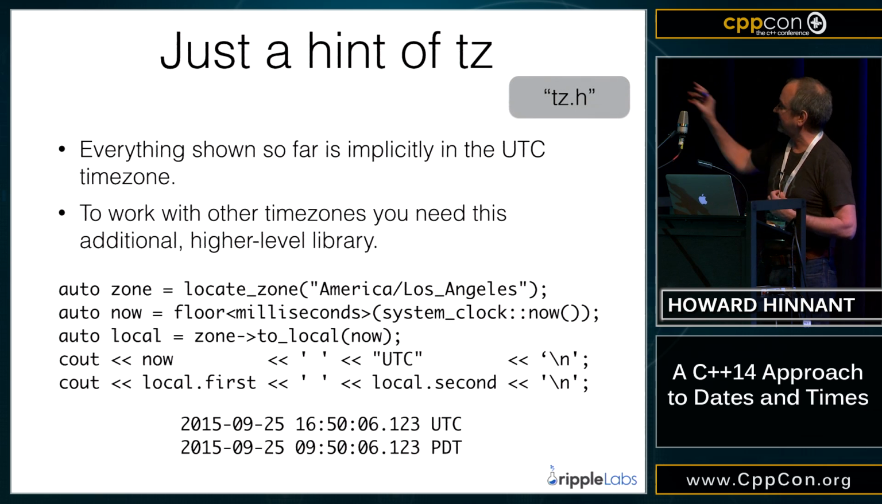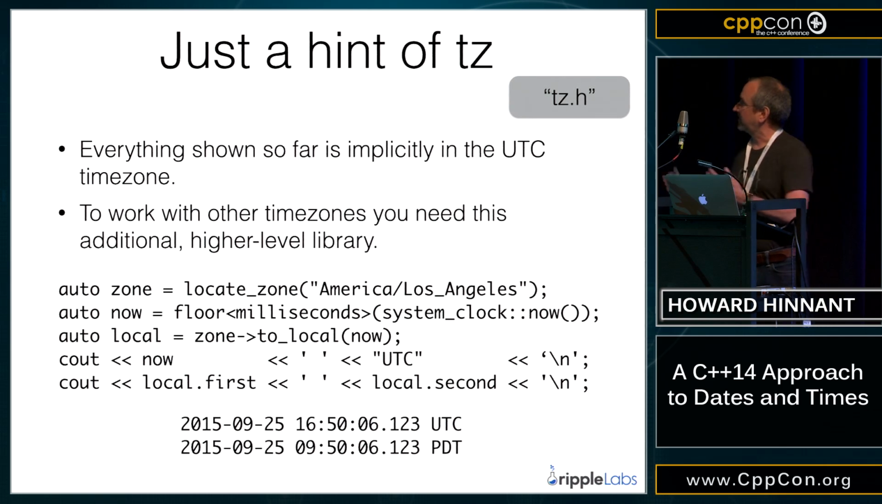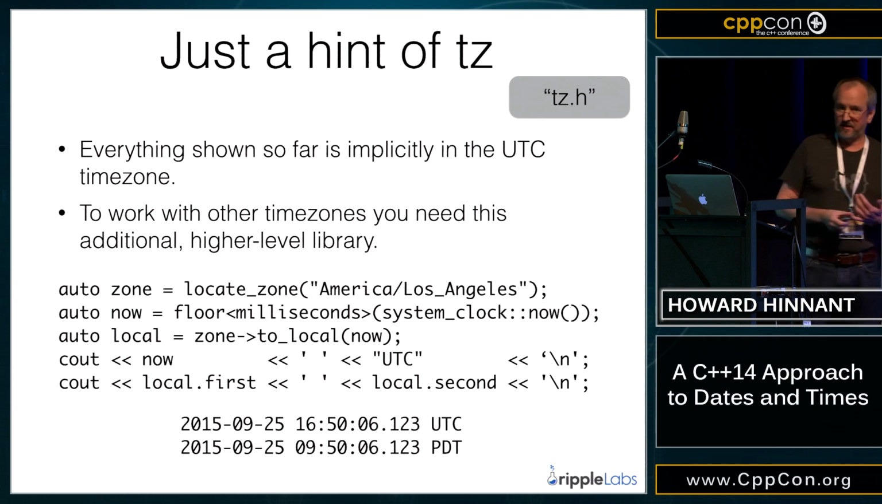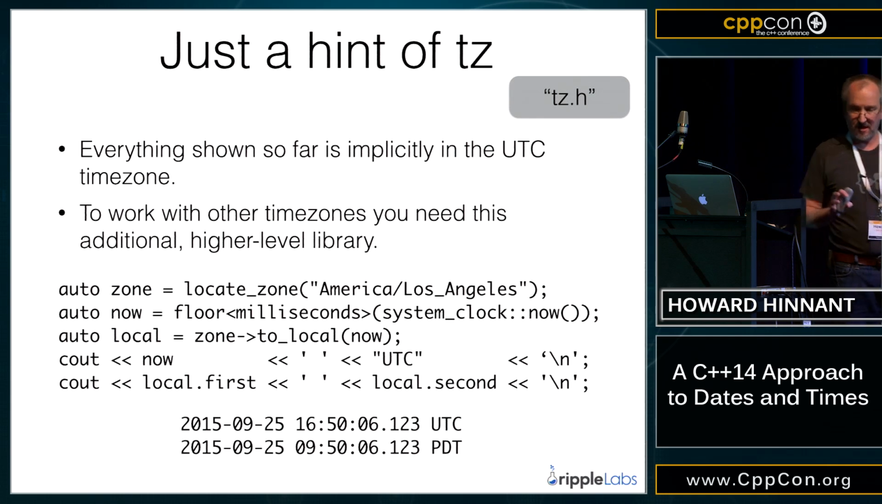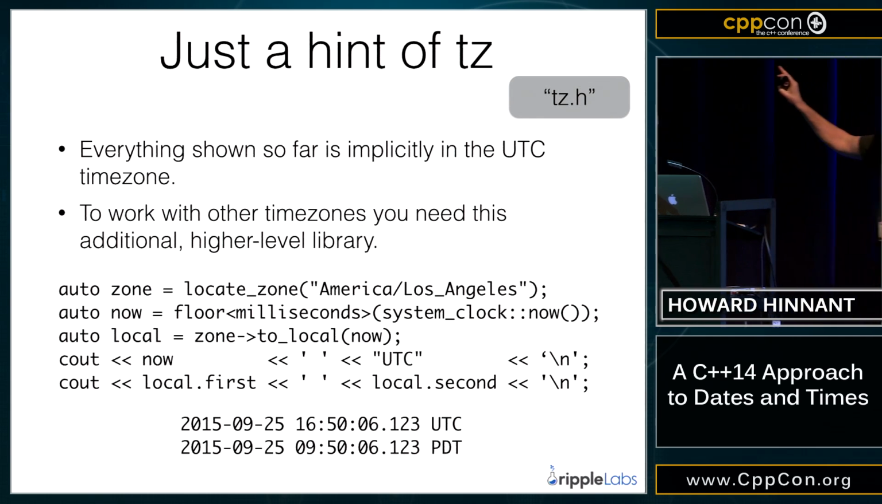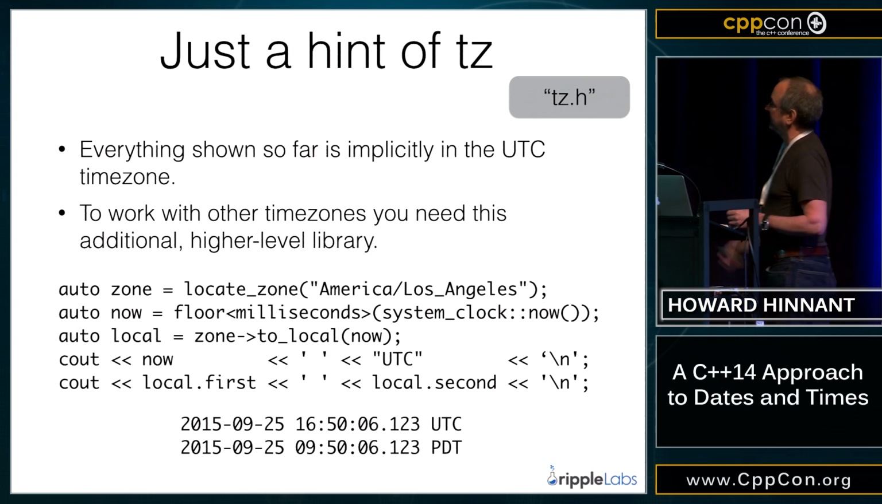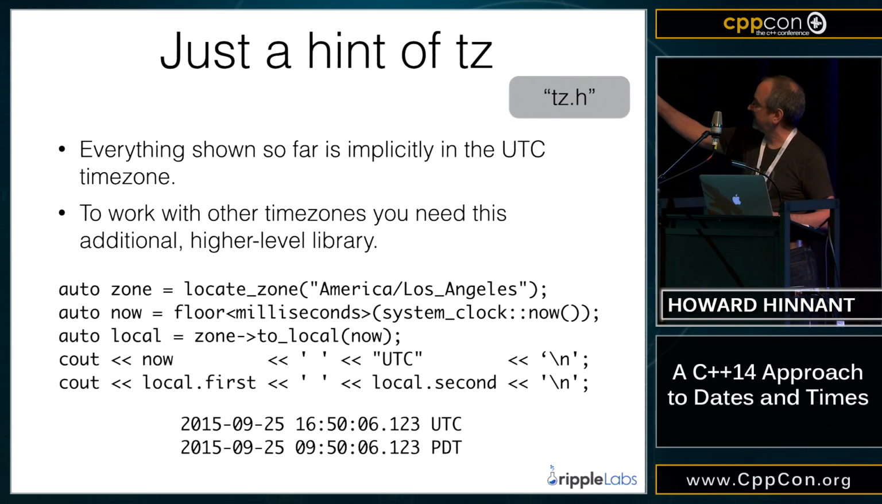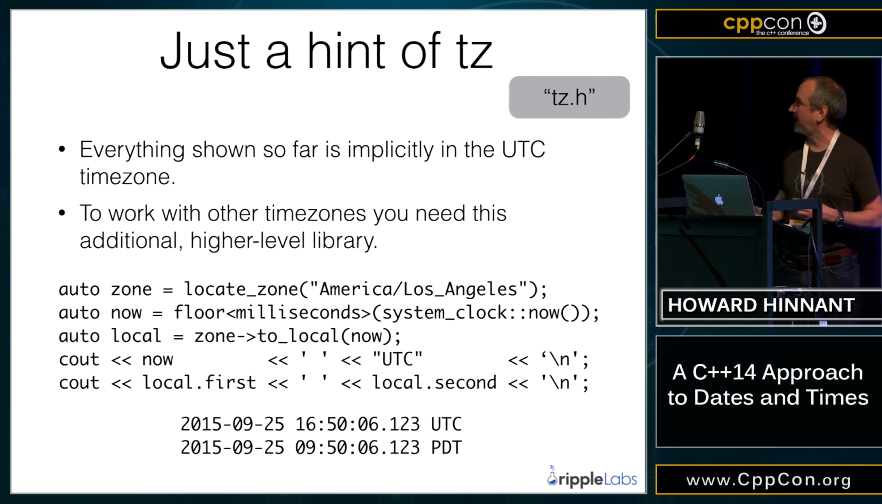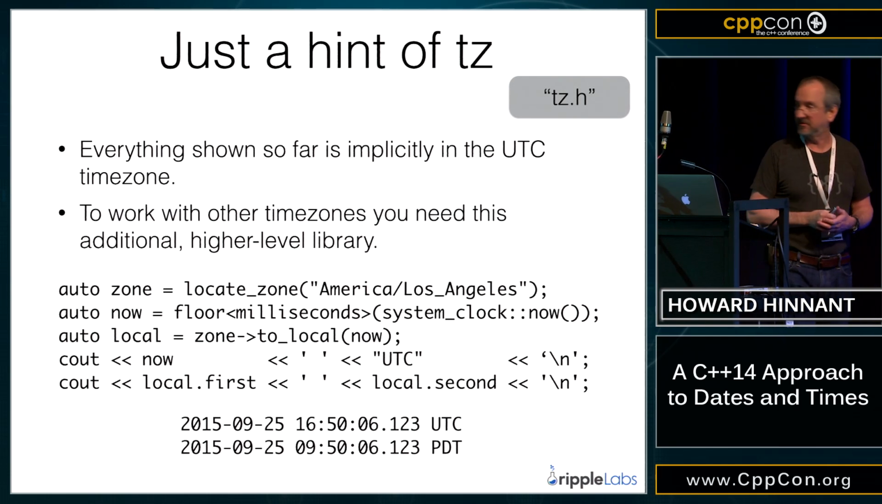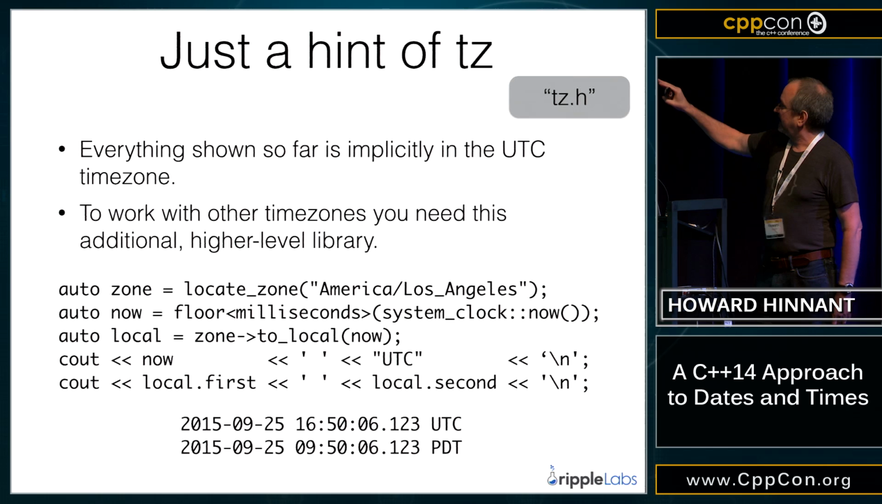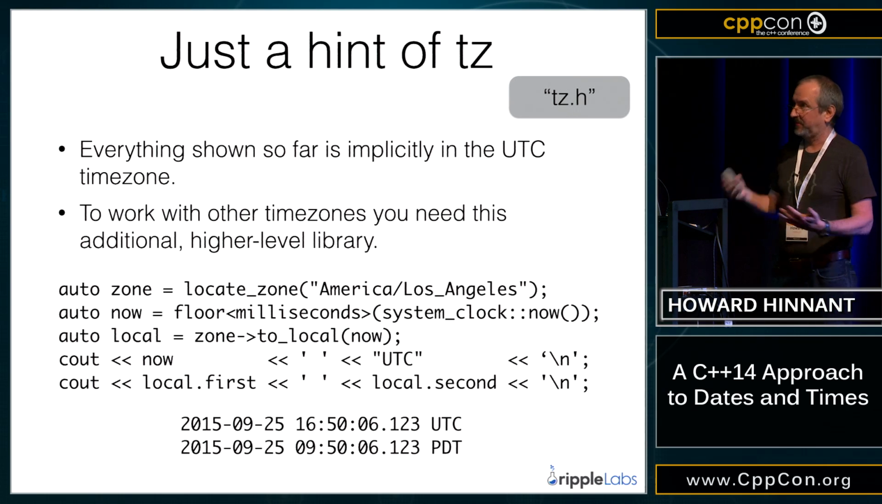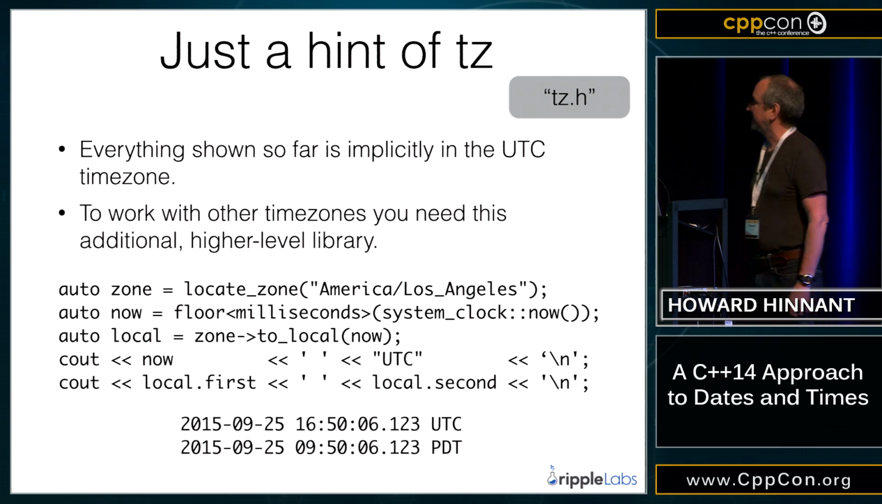It's got this function in it called locate_zone, and it works with the IANA time zone database, so it uses all those names. You send it whatever time zone you want, locate it. You take your system clock and you floor it to milliseconds. I could have taken nanoseconds or hours or used any duration I wanted to there. You'll get a time point, a system clock time point, but with milliseconds duration in this example.